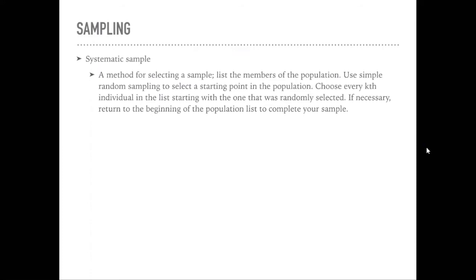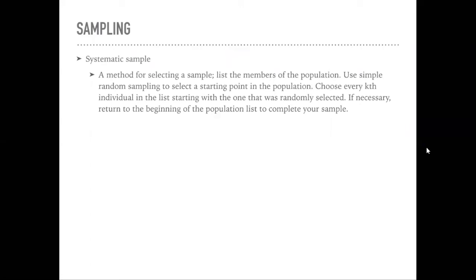Next is systematic sampling. Systematic sampling is a type of sampling that's used oftentimes in factories when they're trying to do quality assurance testing and things like that. So this is a method for selecting a sample where you list the members of the population, use simple random sampling to select a starting point in the population, then you choose every kth individual in the list, starting with the one that was randomly selected. If necessary, you return to the beginning of the population list to complete your sample.